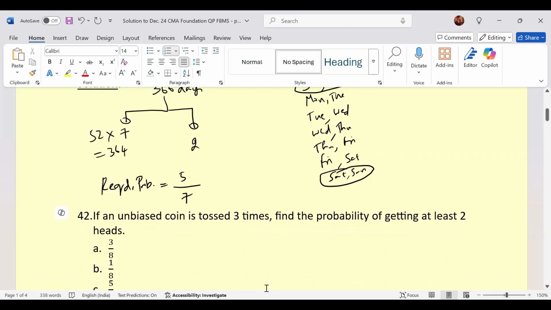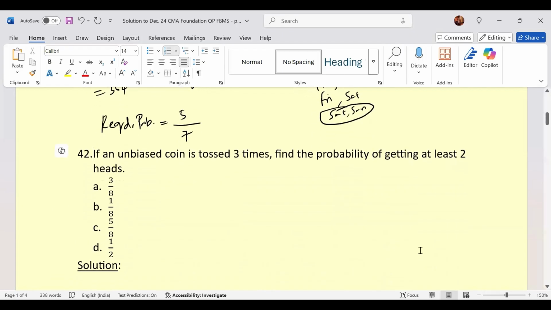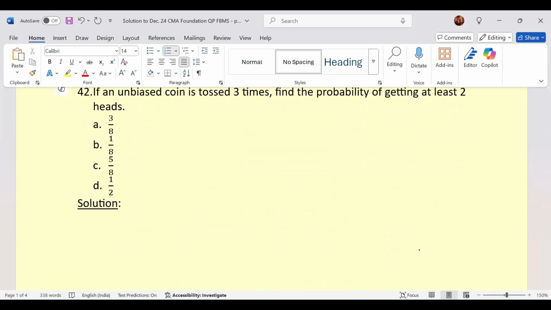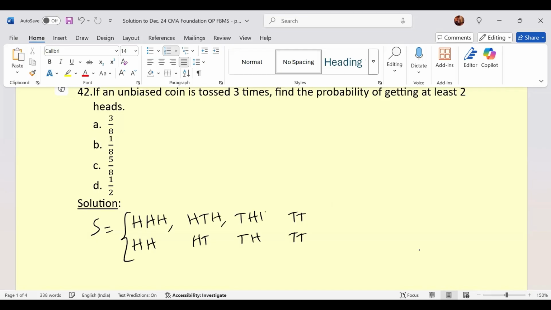Let us move on to the next, 42nd question. If an unbiased coin is tossed 3 times, find the probability of getting at least 2 heads. So now here the sample space will be, let us write first the 2 coins tossing sample space: HH, HT, TH, TT. Then let me repeat that in the next row. Now in the first row, end everything with head. Second row, end everything with tail.